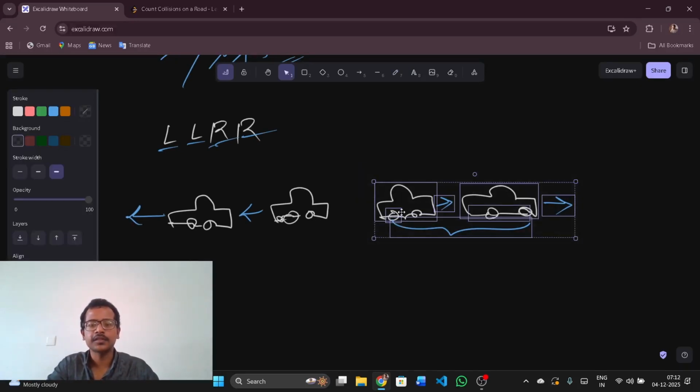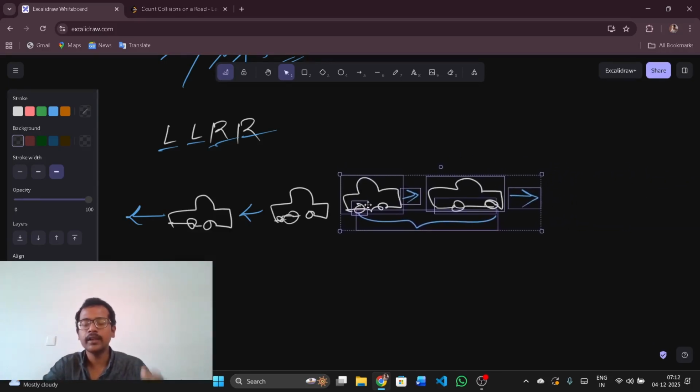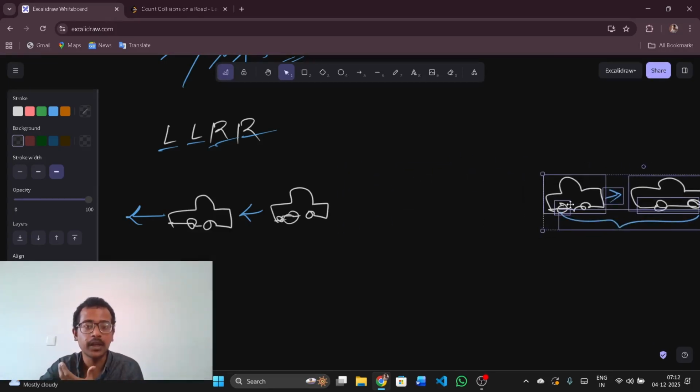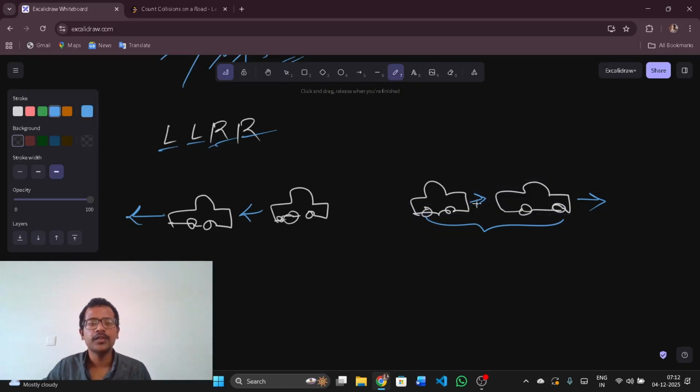They move like this. They don't collide. They both go at the same speed. Don't say that this is moving in the right direction, this is moving in the other direction. So this car will move with the higher speed and will collide with this car. No, it's about directions. It's not about the speed, right?